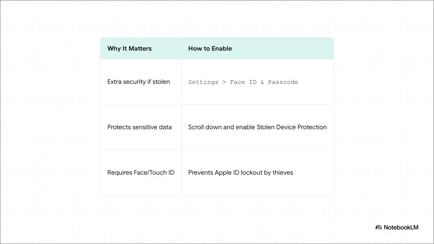Imagine a thief watches you type in your passcode and then snags your phone. Before this feature, they could use that passcode to change your Apple ID password and completely lock you out of your digital life. Stolen Device Protection stops that. It requires your Face ID or Touch ID for really sensitive changes when you're away from a place like your home or office. It's an absolutely brilliant failsafe.